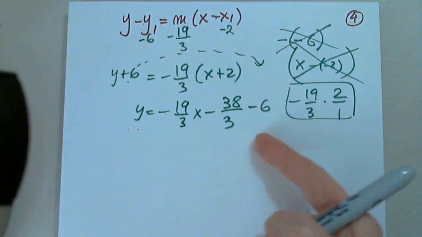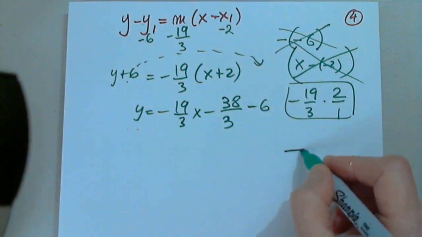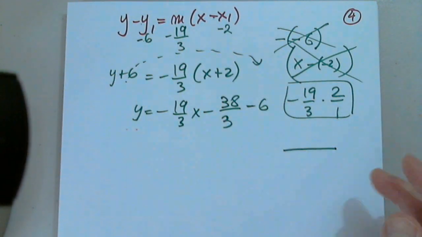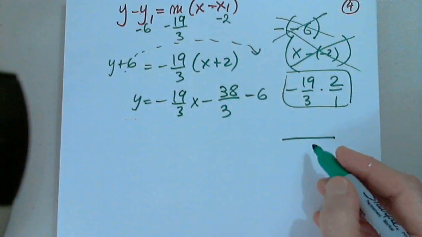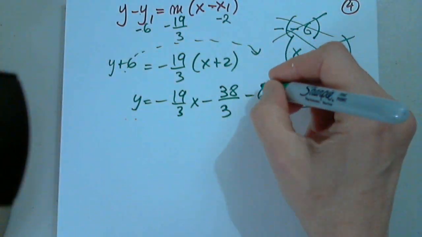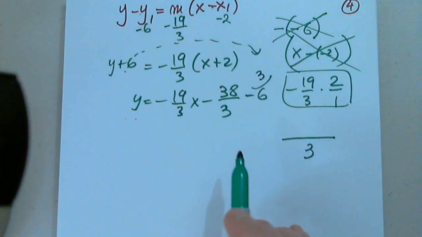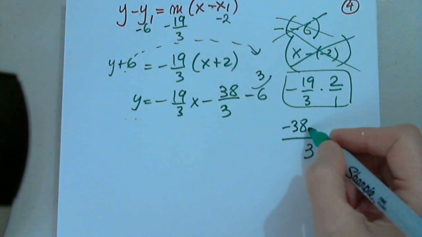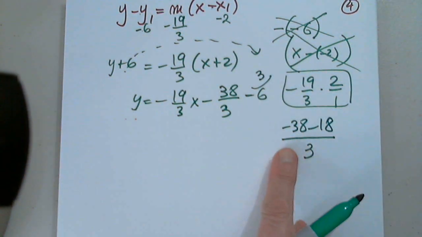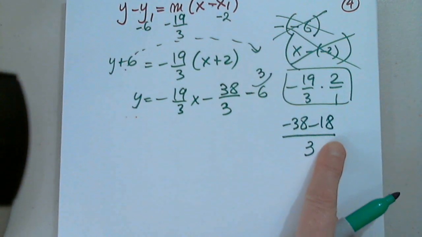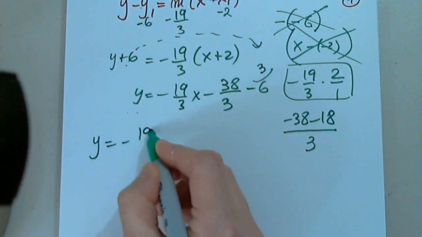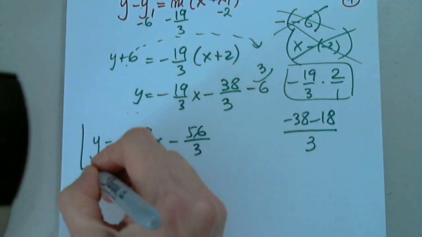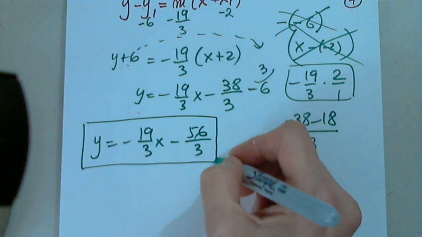So now, remember how we add these fractions. We need the least common denominator. Can anyone give us the least common denominator here? 3. Yes. And remember, we have to multiply the top by 3. So I have a negative 38, and I have a negative 18. And that's a negative 56. So I have y equals negative 19 thirds x minus 56 thirds. And I box it in because that's my final answer.